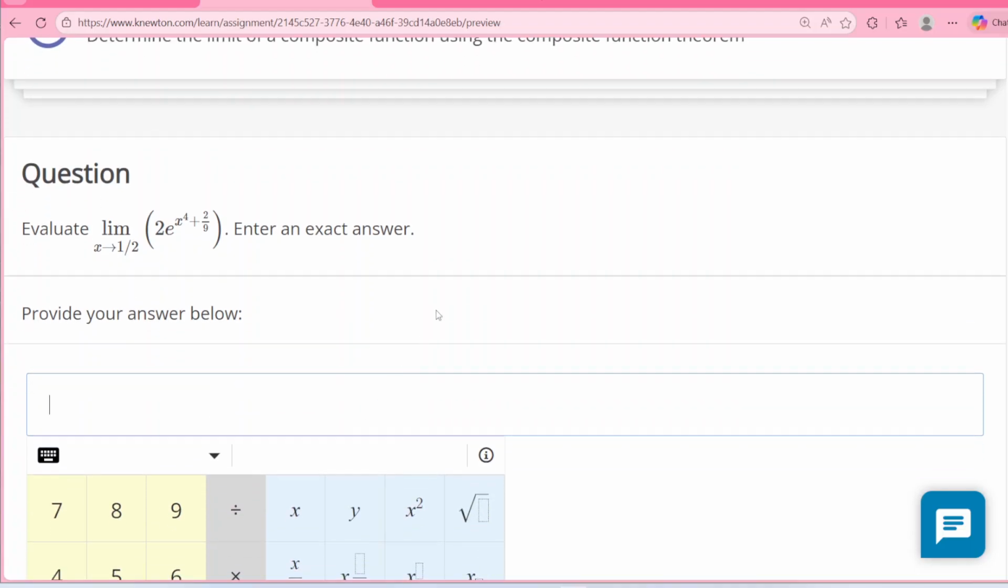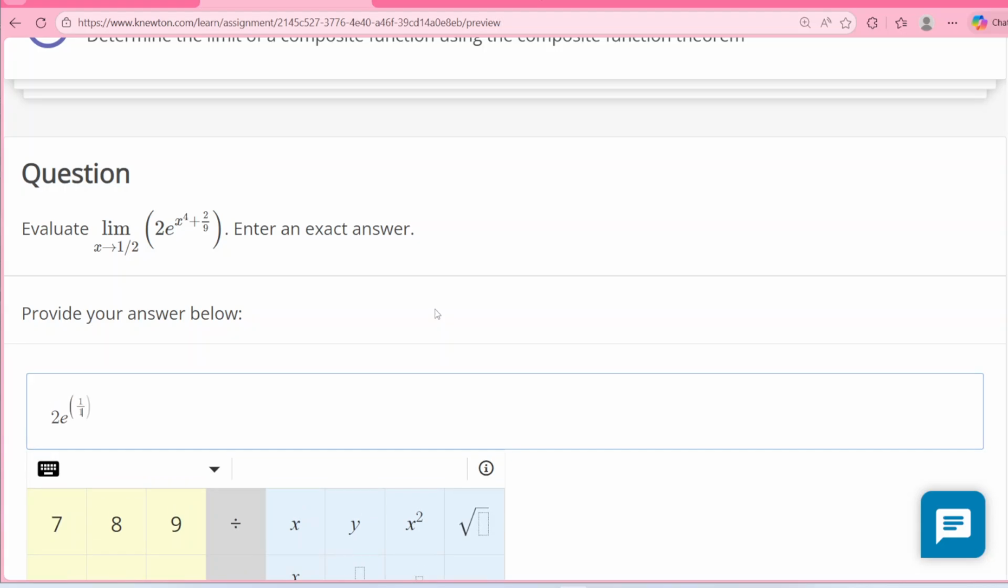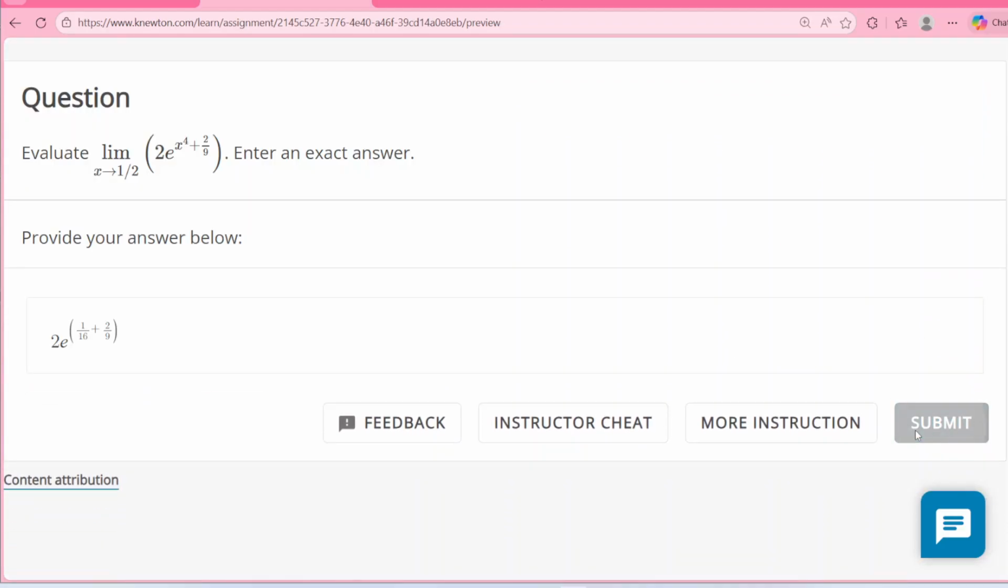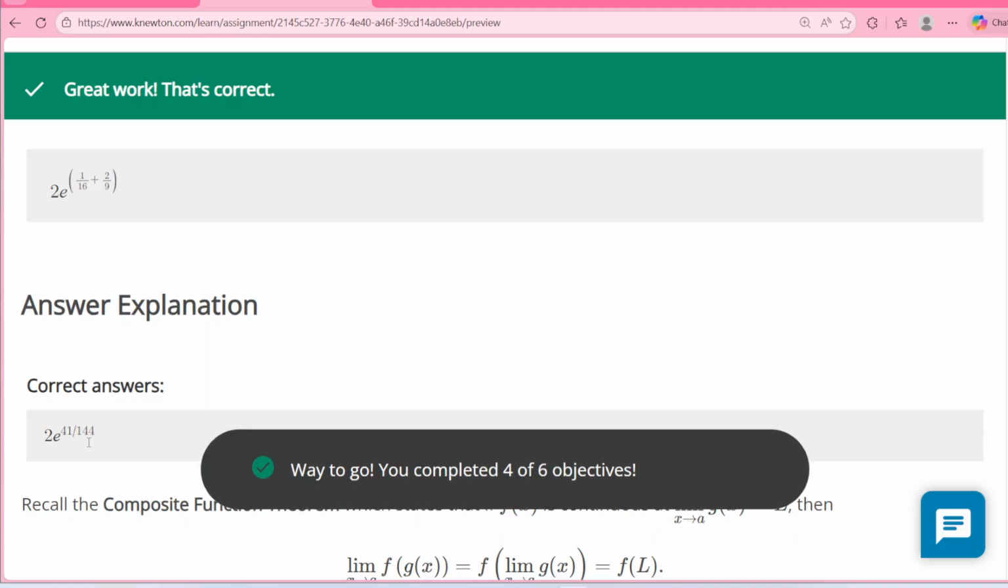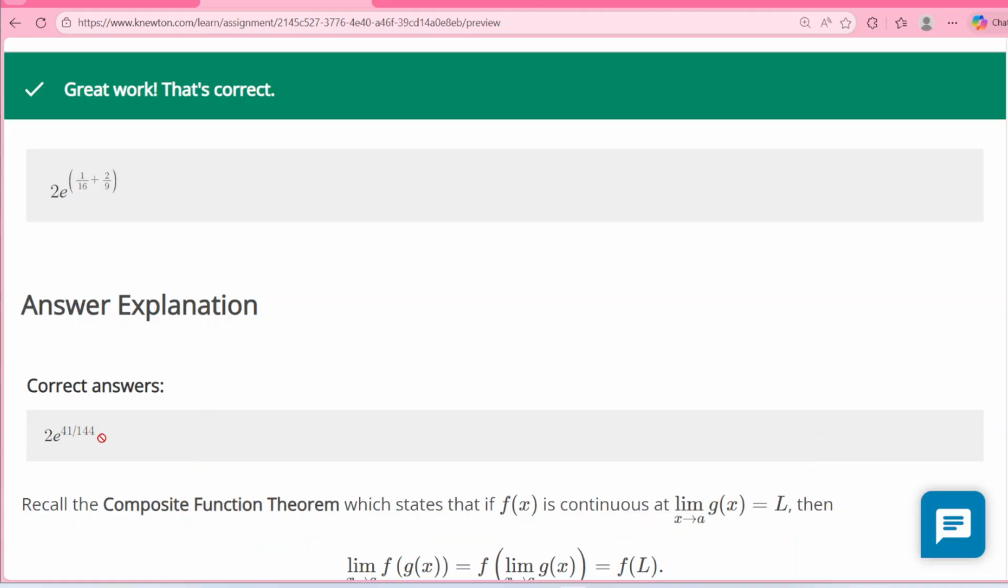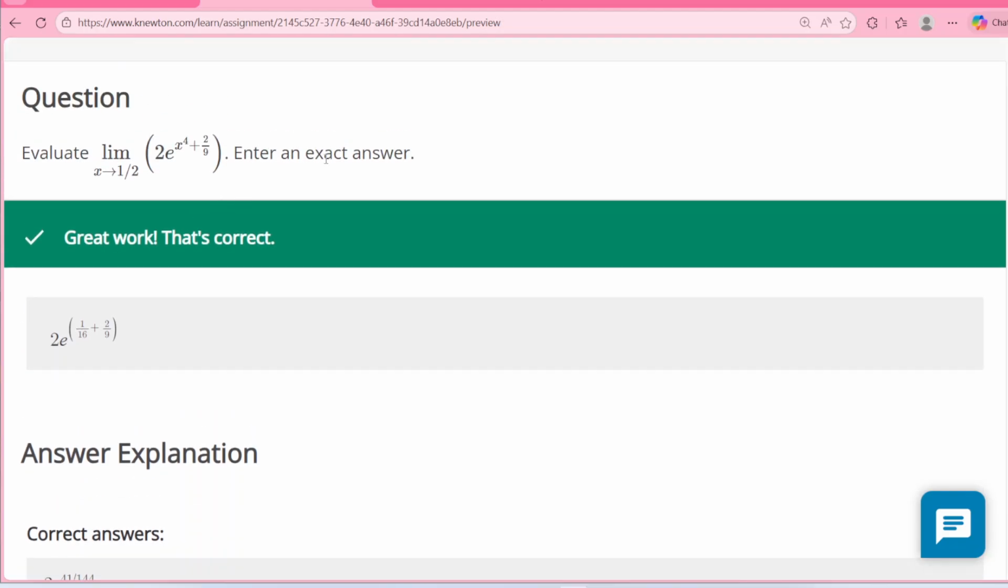I'm going to see what happens when I just enter. It says enter an exact answer. It doesn't say anything about simplifying it, so I'm going to do this. Got 2 times e raised to the power of 1/16 plus 2/9. And that's equivalent to the correct value. Let's see. Look at that. Now you could put the 1/16 and 2/9 together and get 41/144, getting a common denominator of 144 like they do. But yeah, they said enter an exact answer. They didn't say anything about simplifying it. So keep that in mind.